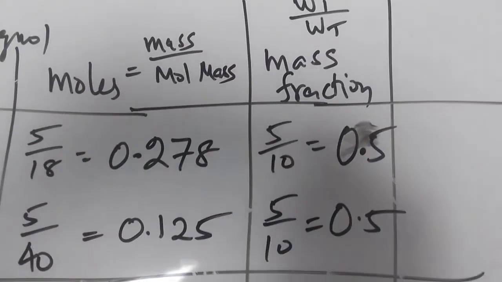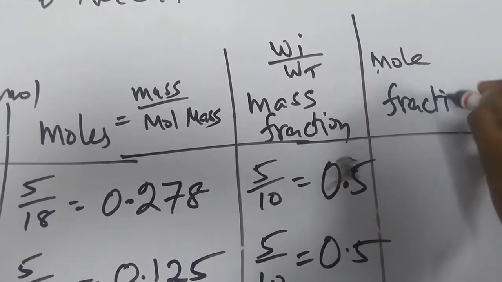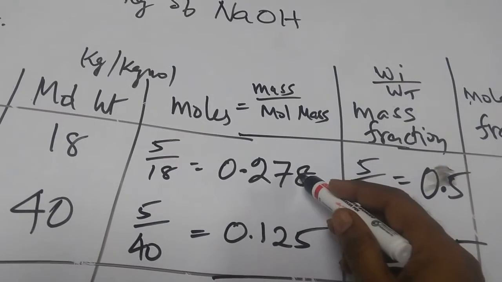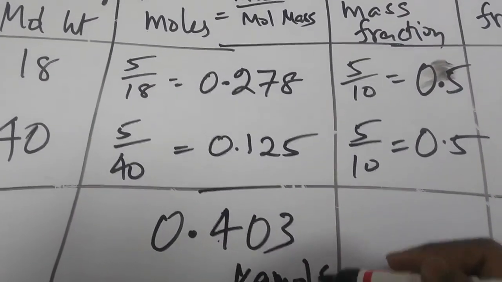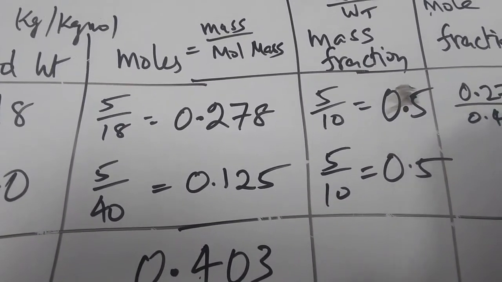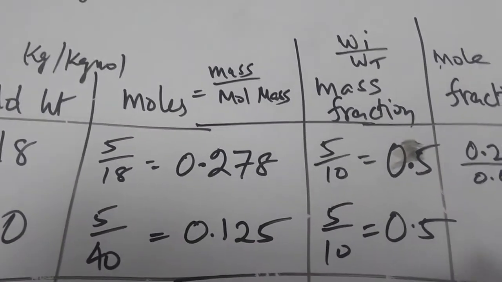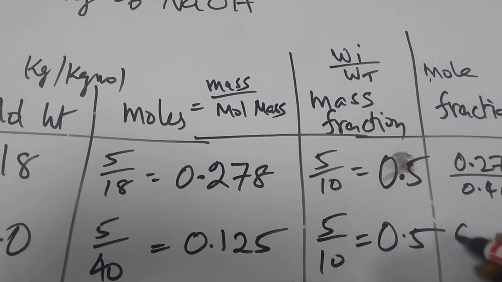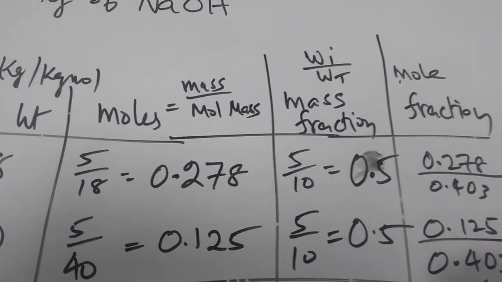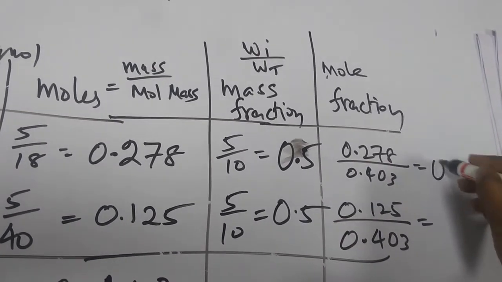Okay, next what we have to do is mole fraction. So what is mole fraction? Number of moles of A divided by total moles. That is 0.278 divided by 0.403 equal to, how much? Do the calculation. 0.125 divided by 0.403. How much? We'll get 0.69.